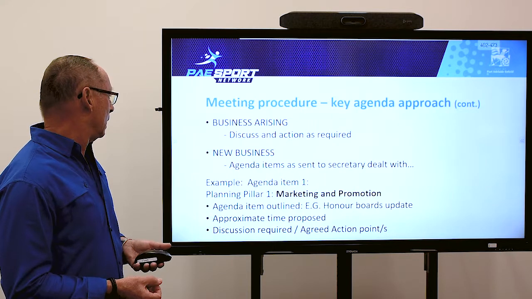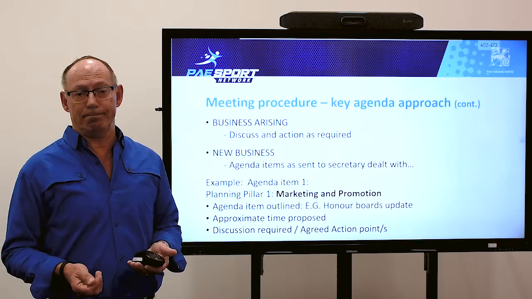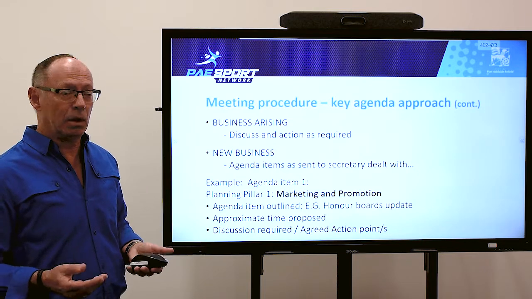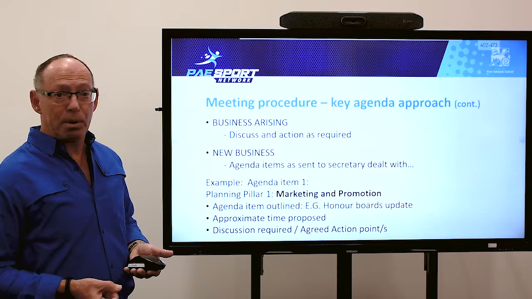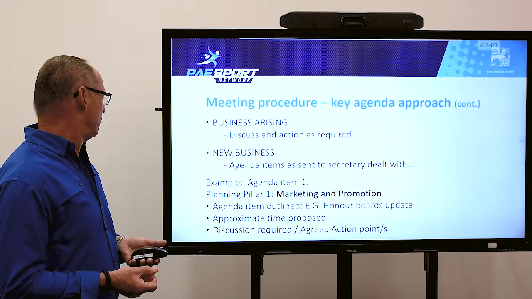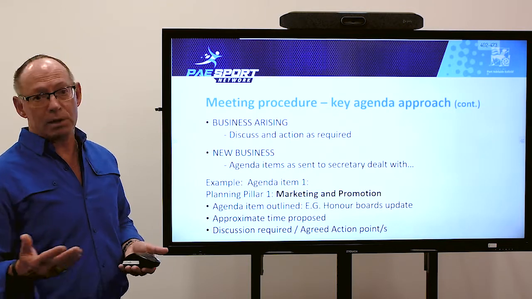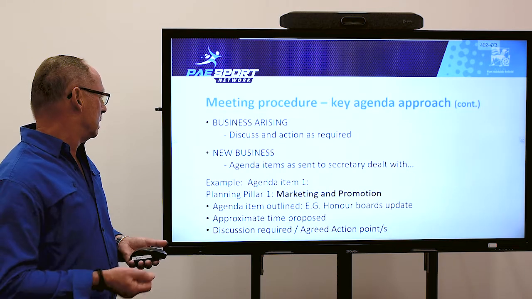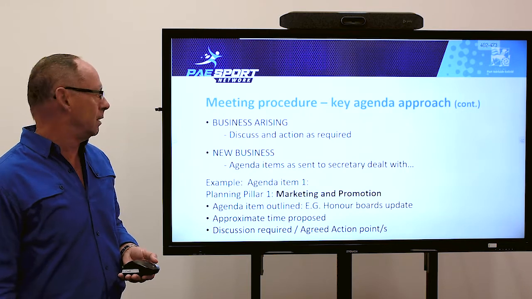Underneath that, outline what it is. It's a fairly simple one here. In this case, it's on a board's update. So someone has obviously gone to put a case for updating the honour boards in this particular club. Approximate time proposed, I think, speaks for itself. And then the discussion required and agreed action points that need to come out of it. So if all those things are actually written down there, I think it's really easy to follow for everybody on the committee.